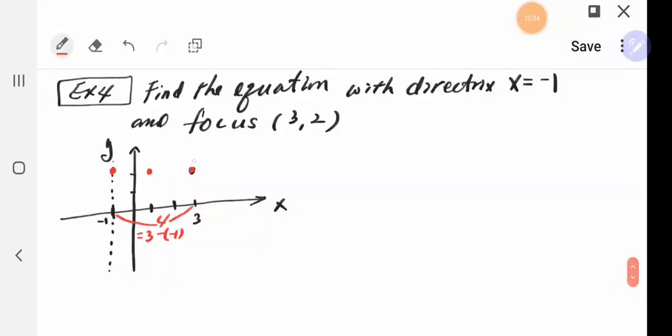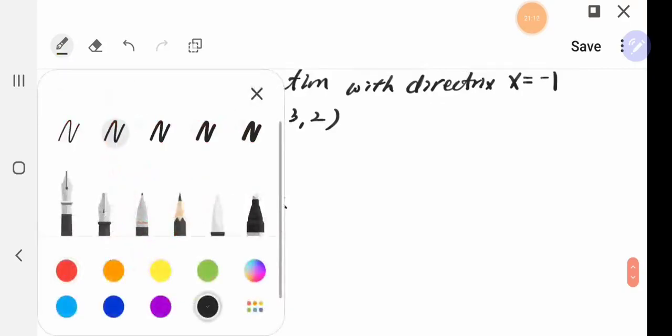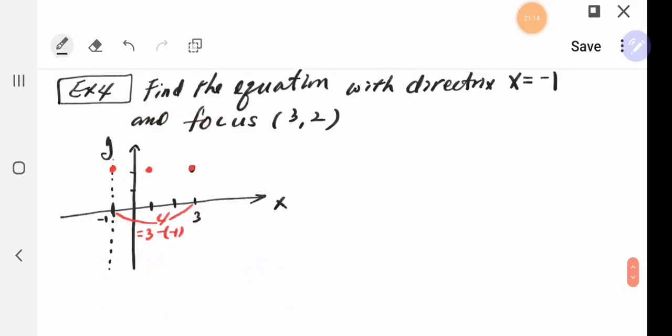So the midpoint is 2. So 2 distances away from the directrix and the focus. So this will be the focus. This point will be the vertex, because the vertex is in the middle. Okay, it's in the middle.